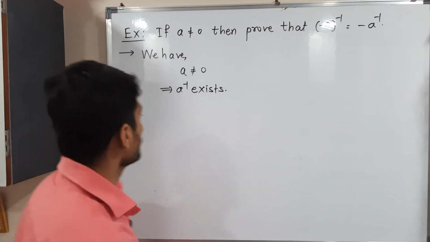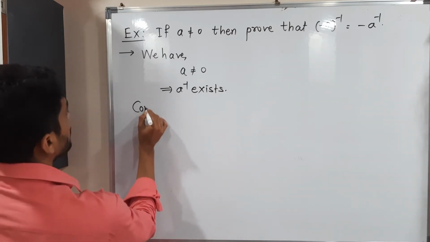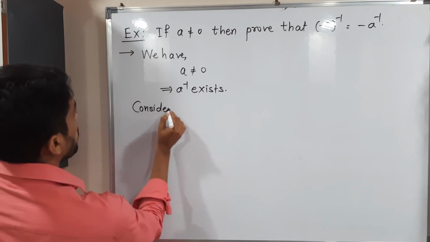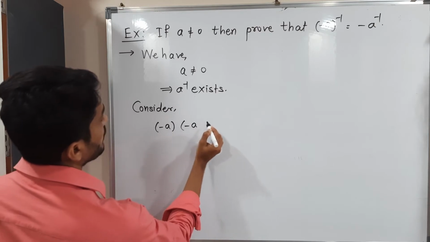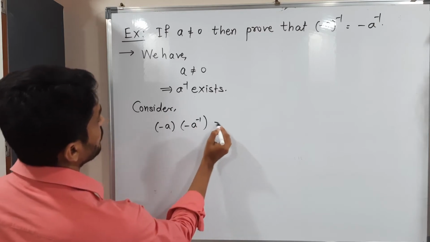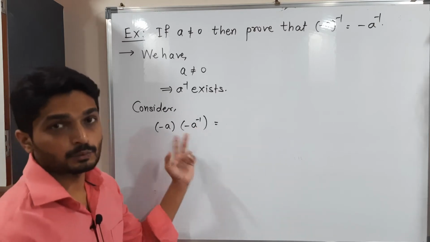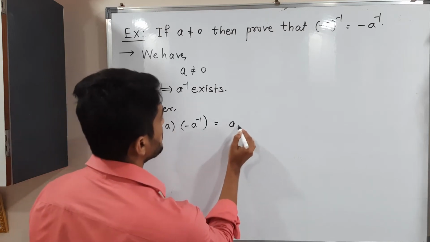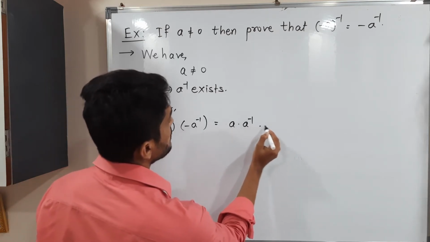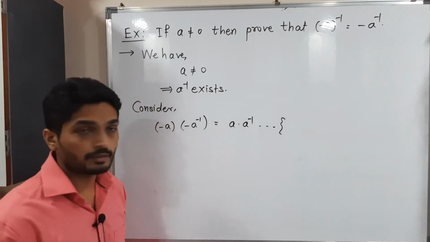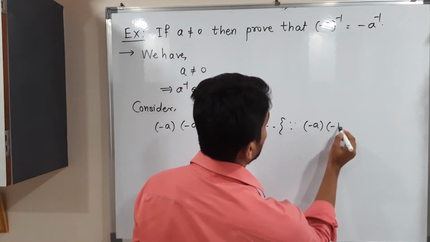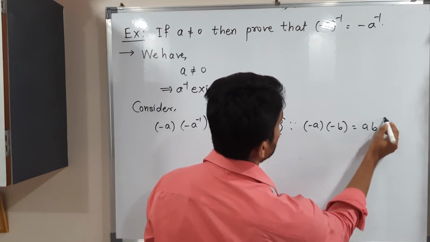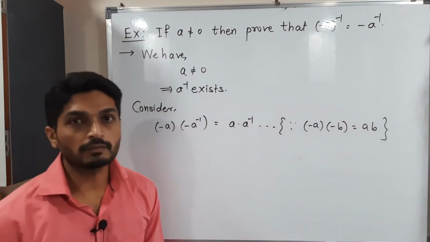Okay. So let us consider, I am going to consider −a into (−a⁻¹). Which is equal to, minus minus plus, a into a⁻¹. See, this thing we have proved, because (−a) into (−b) is equal to ab. This result we have proved in our previous video.